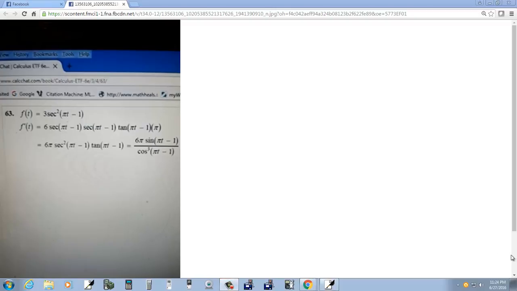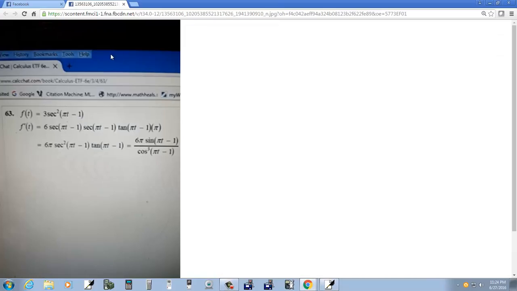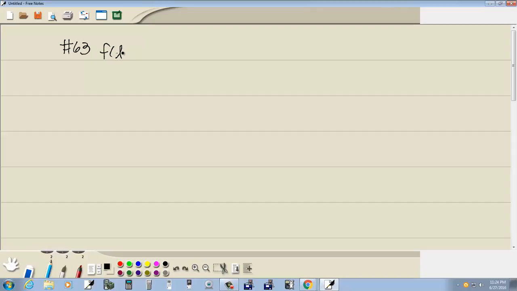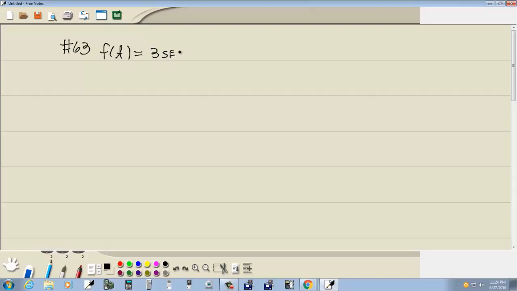Now in this problem, we got f of t is equal to 3 secant squared pi t minus 1. Now what this really looks like is we got 3 secant of pi t minus 1, all of that to the second power.